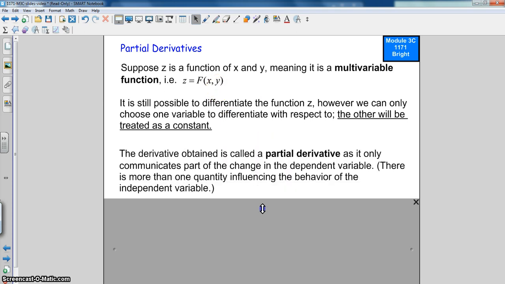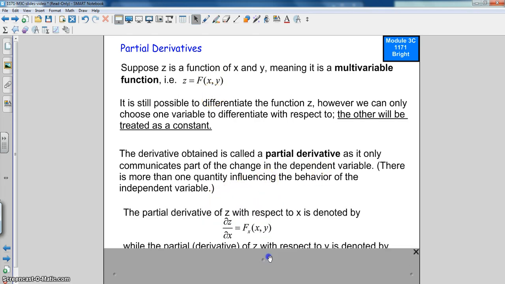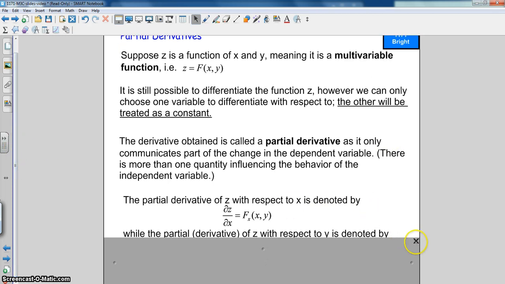When we do this derivative, it's called a partial derivative because it only communicates a partial change in the dependent quantity z. Since it's a function of two independent variables, we only determine how it's changing with respect to x. There's some influence from y, we just aren't able to determine it right off the bat. And we have a little bit of notation to work with.